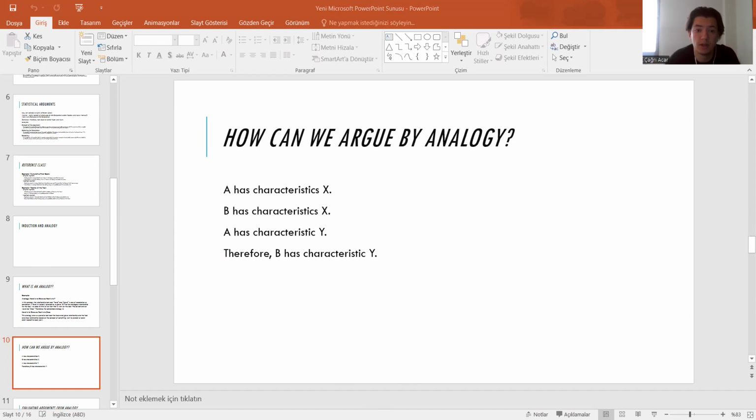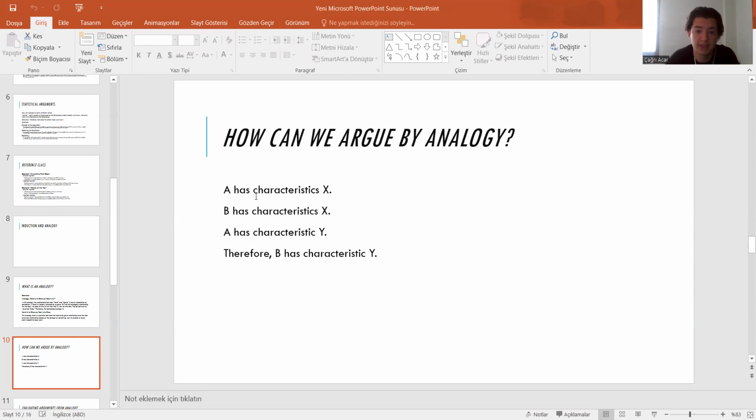An argument from analogy is a type of inductive reasoning that relies on a similarity between two or more things. Unlike a simple analogy that highlights a similarity, an argument from analogy goes further by claiming that additional similarities exist based on the recognized similarities. The general form of an argument from analogy can be represented as follows.